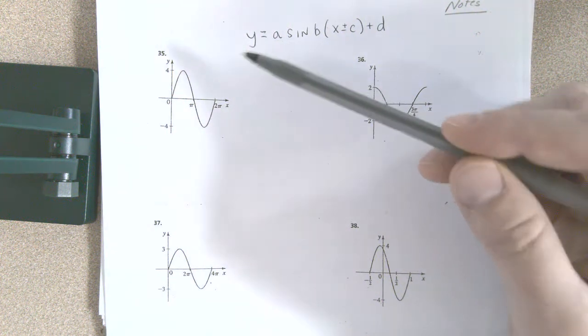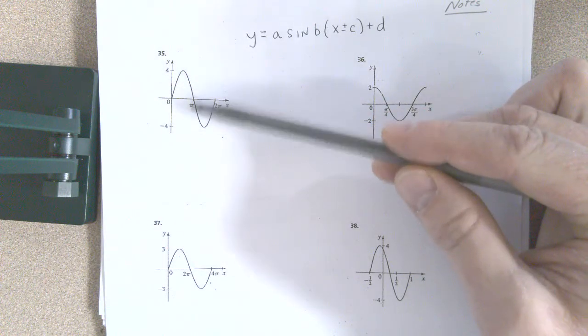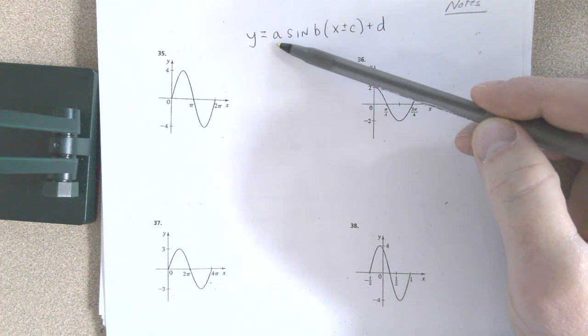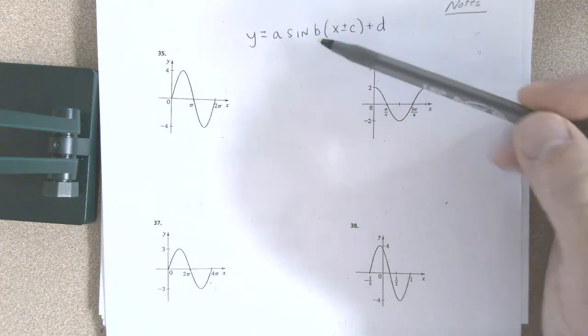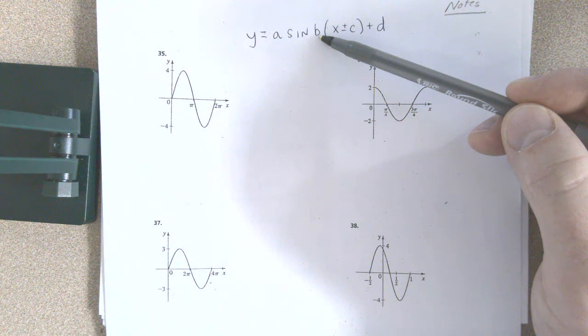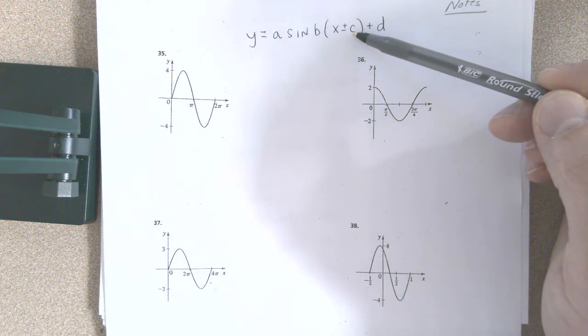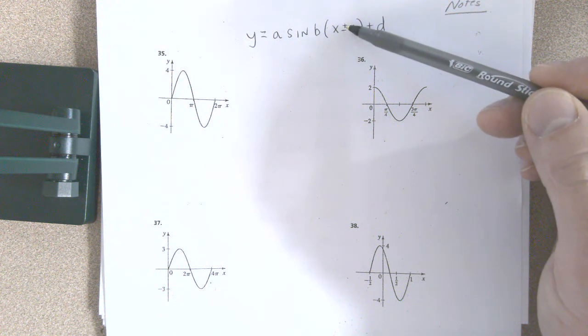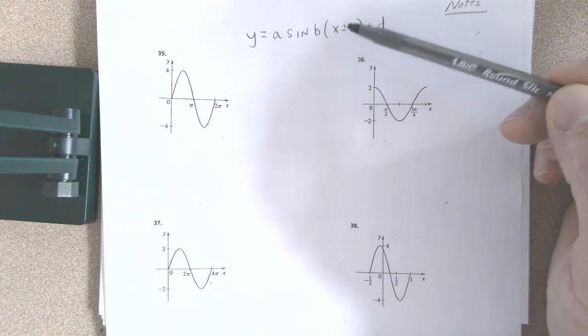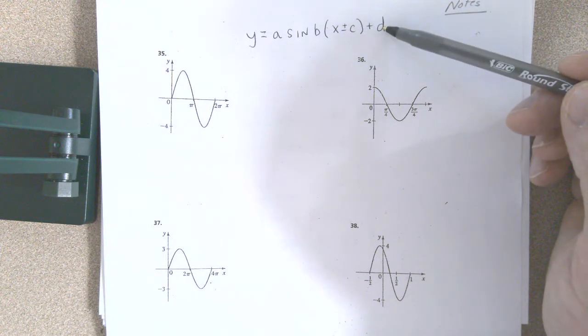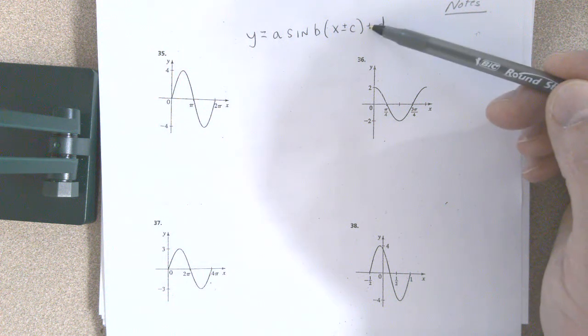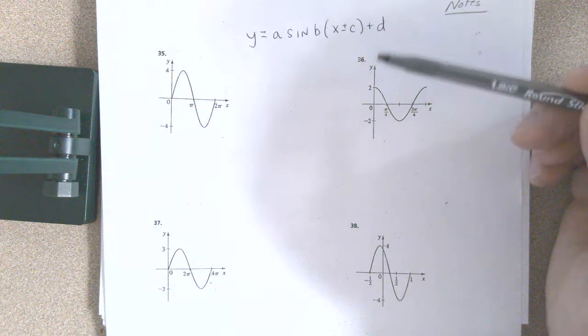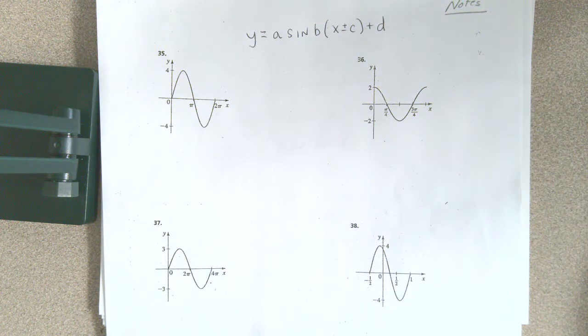So just to do a quick review, what's a represent? Okay, it's going to represent how high up or how low the curve goes from the midline. We call that the amplitude. The b value in front is telling us the interval of the curve. C is telling us the shift left or right. That's the plus or minus. If it's plus, it's shifting it left. If it's minus, it's shifting it right. And then the d value, again, could be plus or minus also. That's telling us the vertical shift up or down.